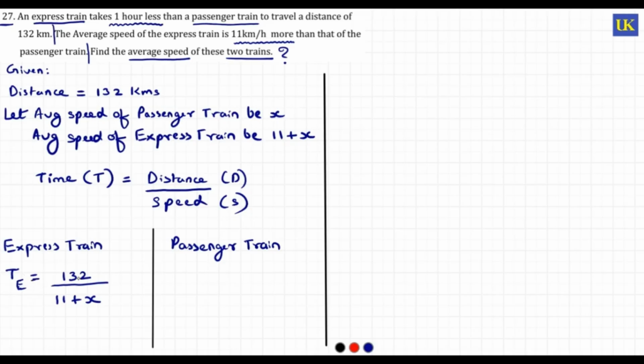Alright. Now similarly, I will write the details for the passenger train looking at the formula. So I will take it as T P. So distance is the same, 132, and speed is how much for the passenger train? It is x. So I will write x here.